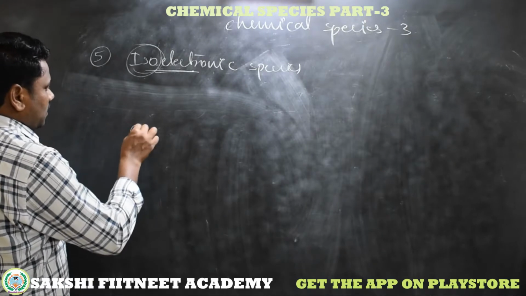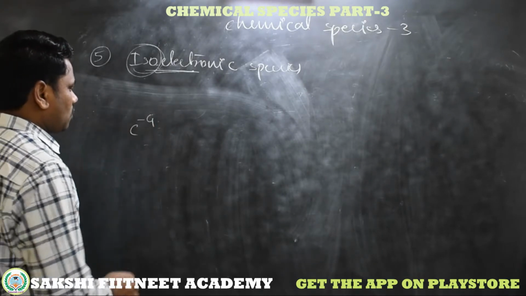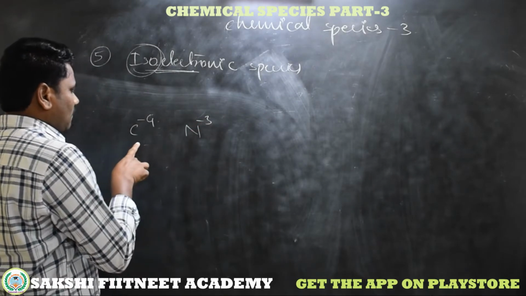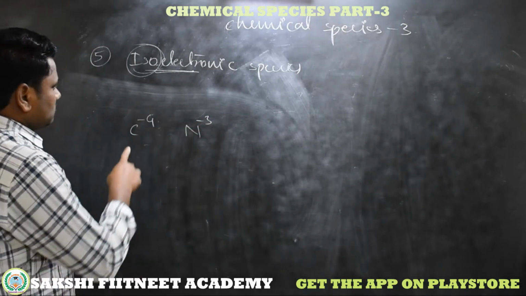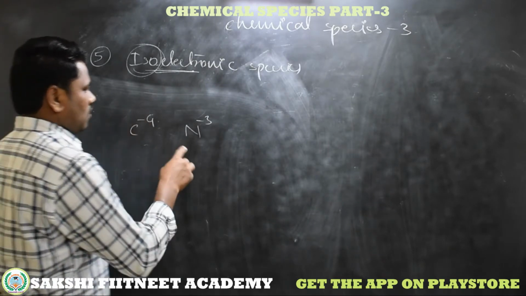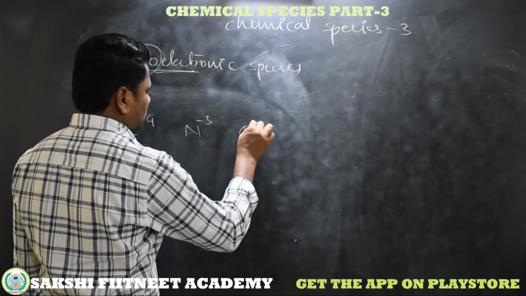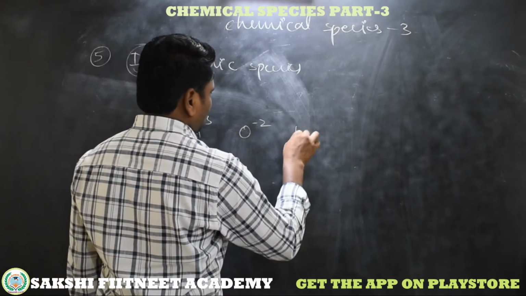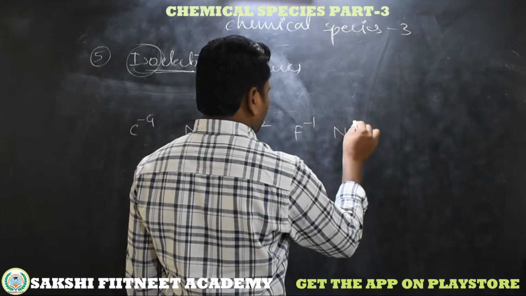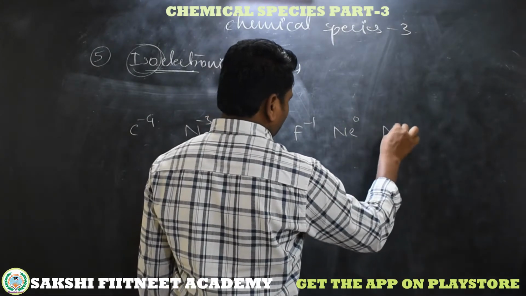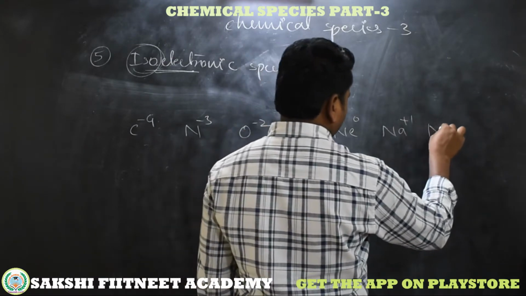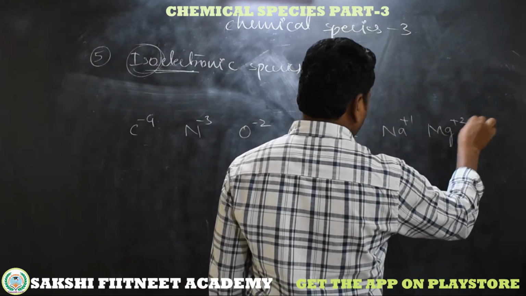I am taking carbon, that is C -4, nitrogen, that is -3. Carbon valence electrons are 4, so to follow the octet rule, this carbon needs 4 electrons. Now nitrogen -3, oxygen charge -2, fluorine -1, here neon, that is 0. Coming to sodium, it's +1. After sodium there is magnesium, it's +2.